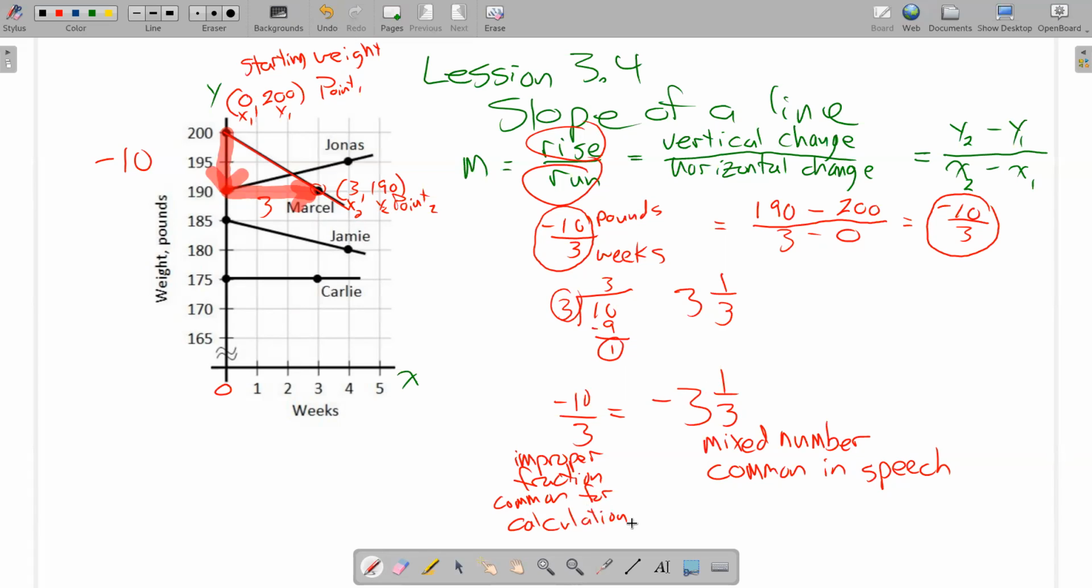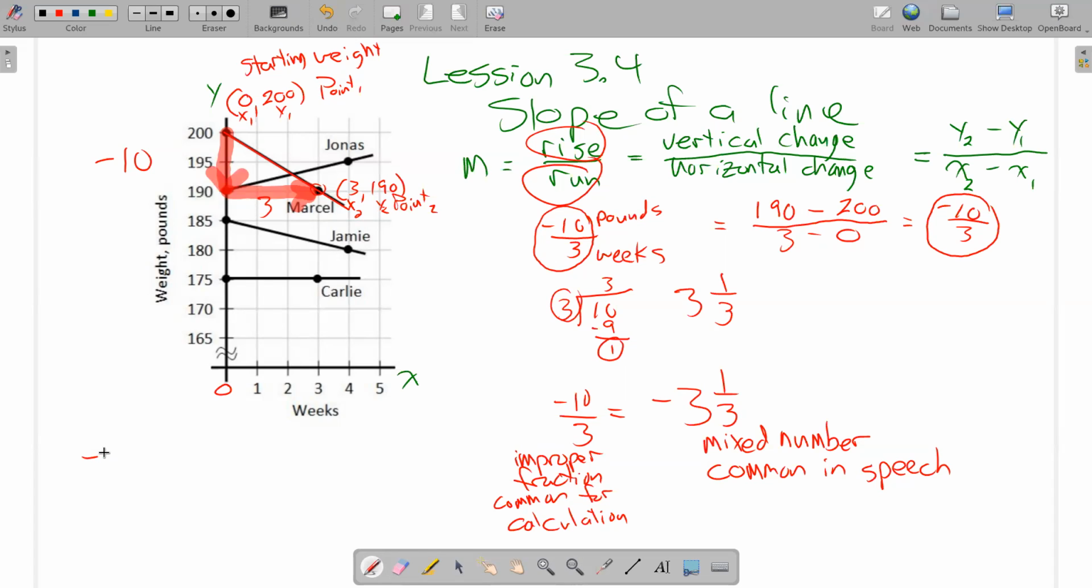So you could ask me, well, which is the best answer here? Is negative 10 thirds the better answer, or is negative 3 1/3 the best answer? I would say, well, it depends. What do you want to do with the number? Well, I want to tell my mom about it. Okay, well, then tell her negative 3 1/3. If you said, well, I need to do some math with it, then I would say, okay, negative 10 thirds is the better answer. Just depends. They're both good answers.